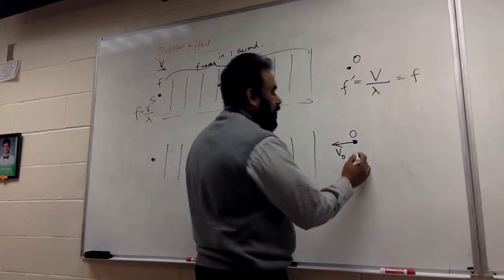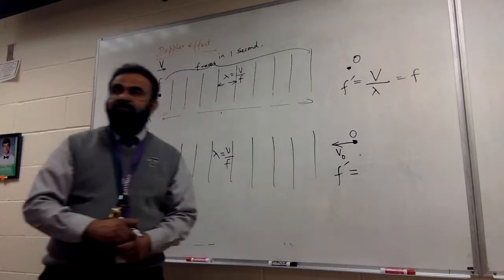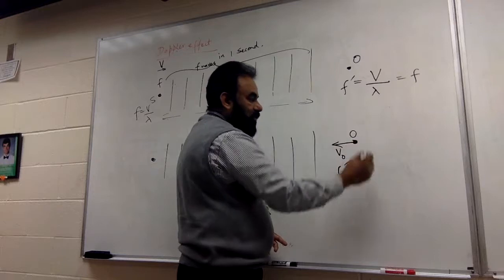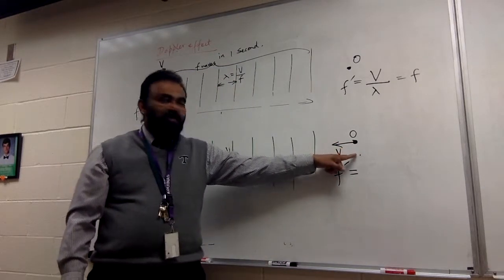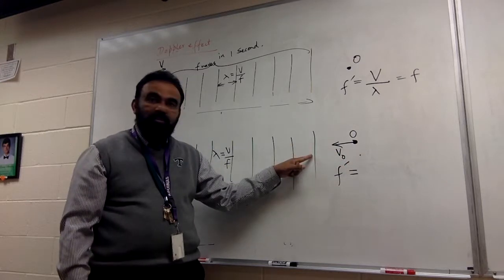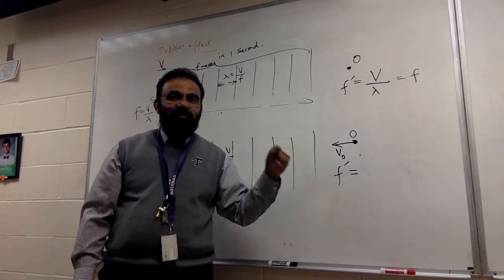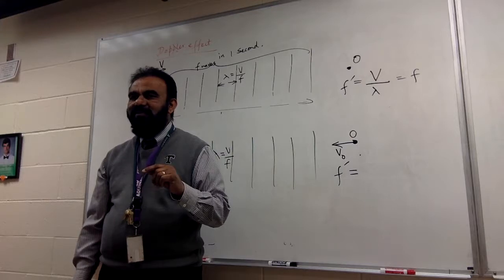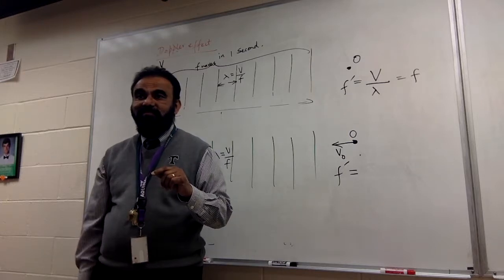So now, let's find out what the observer is going to hear. The observer is going to hear a frequency F prime, which depends on two factors. One is the speed. Now, observer is moving this way. Which way is this wave moving? So these waves are hitting him at what speed? V minus VO. Slower. Faster. Faster.